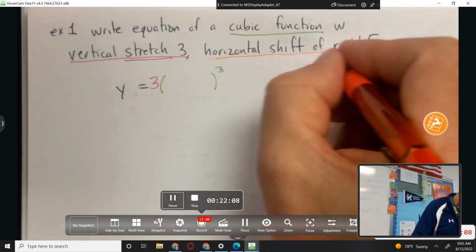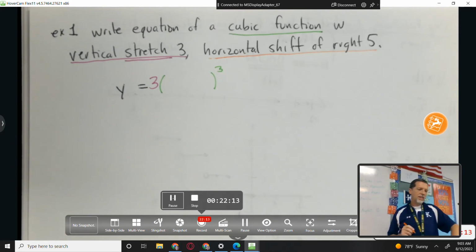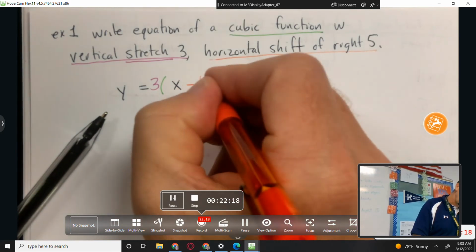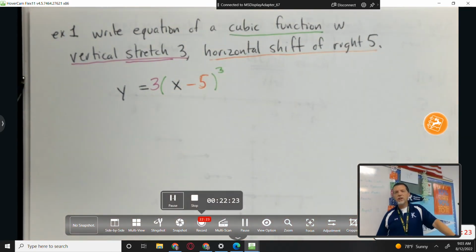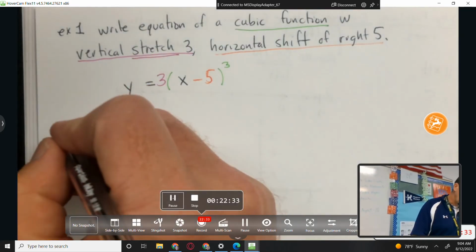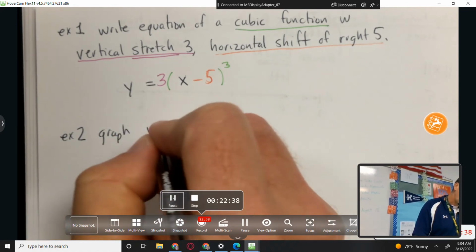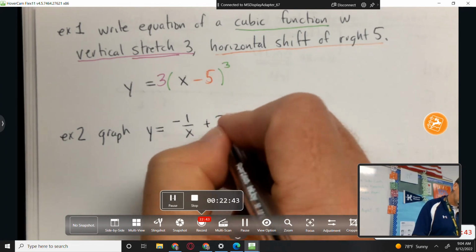Horizontal shift of right 5. How do I accomplish that? X minus 5. So, nice, pretty color-coded equation there. All right, those are pretty easy. Let's do a couple of graphs. Let's graph y equals negative 1 over x plus 2.